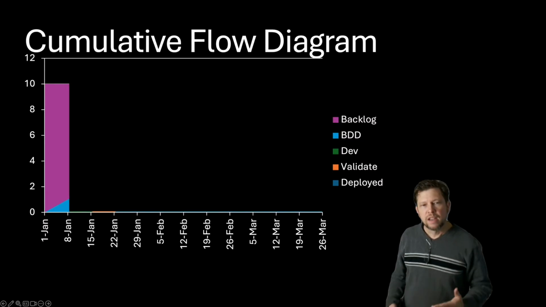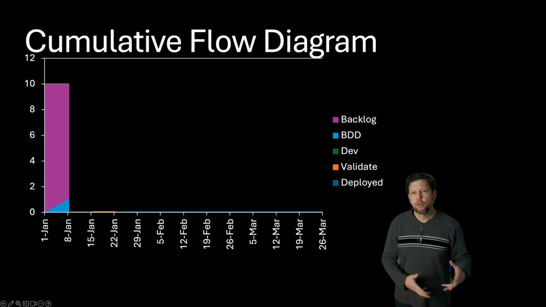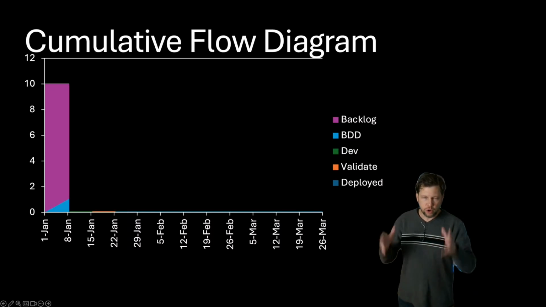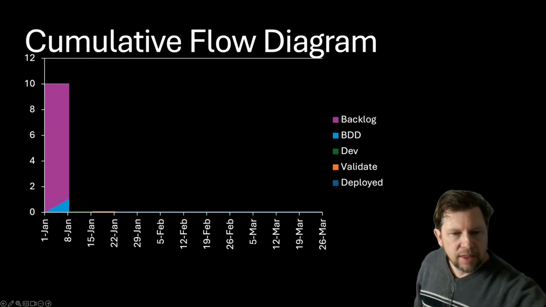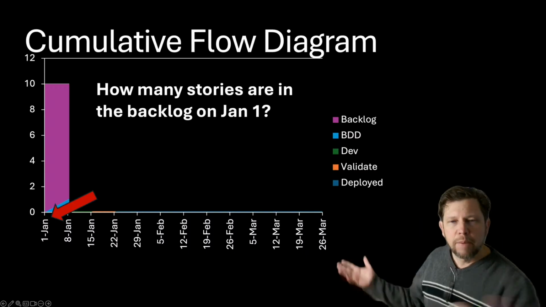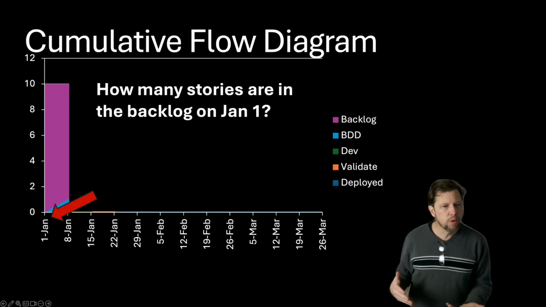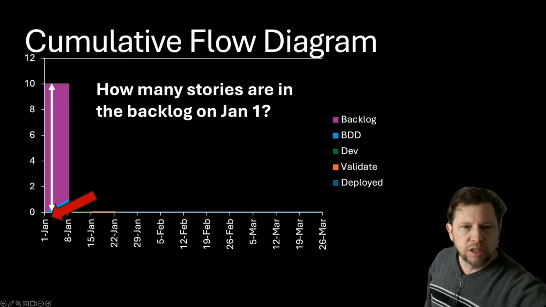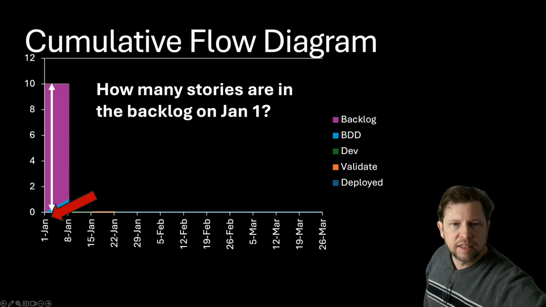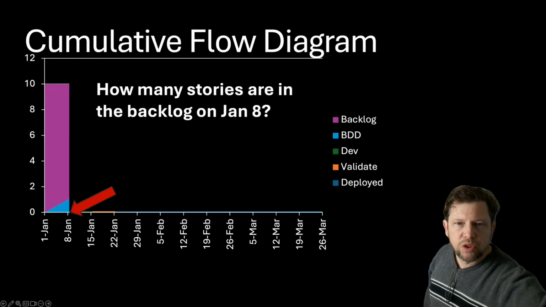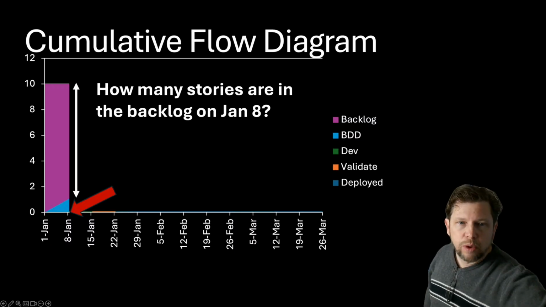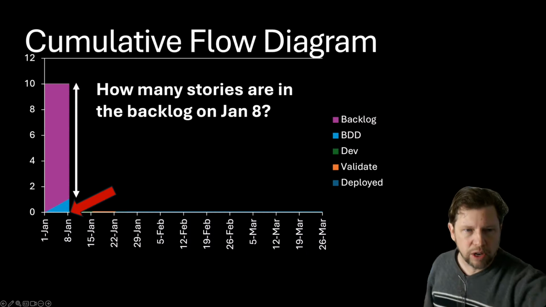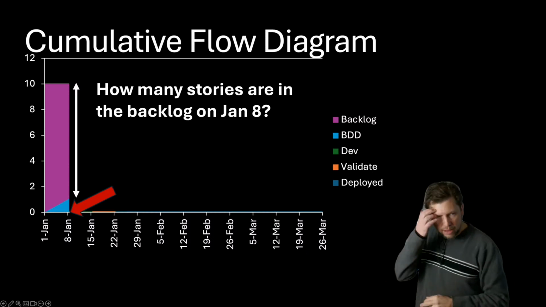Then in January 8th, we pull one of those things over to the BDD column. We're now working on it. So how many stories are on the backlog on January 1? Well, we've got 10 stories in the backlog. That's the height of this. And then how many stories are in the backlog on January 8th? Well, we've moved one. It's now in the BDD column. So we've now only got 9 stories still in the backlog.